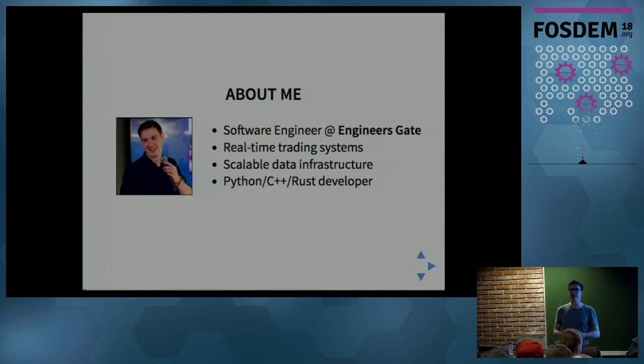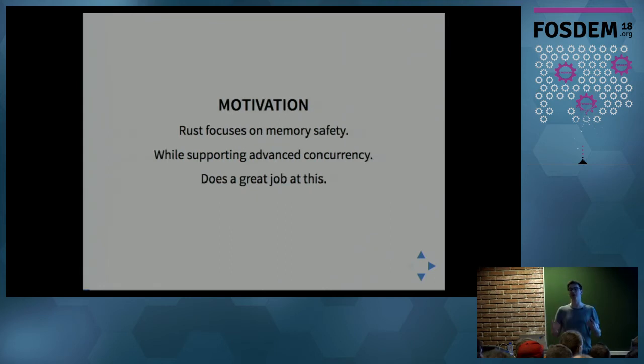So the motivation for this talk is that Rust focuses on safety: on memory safety, on safety when running concurrent applications. And it does a great job at this without compromising on ease of use of APIs and whatnot. But even if our code is safe, we still need to make sure that it's doing the logically correct thing.